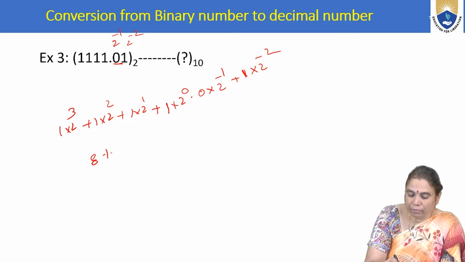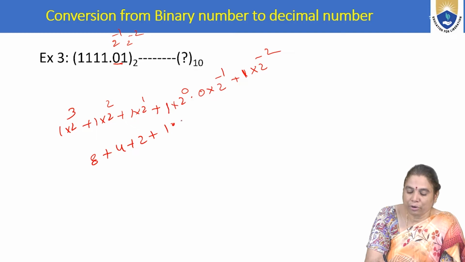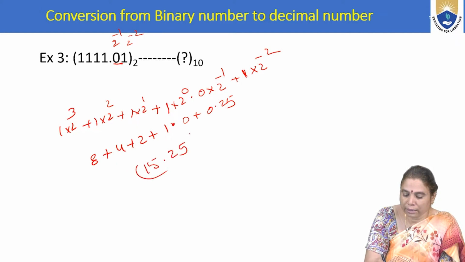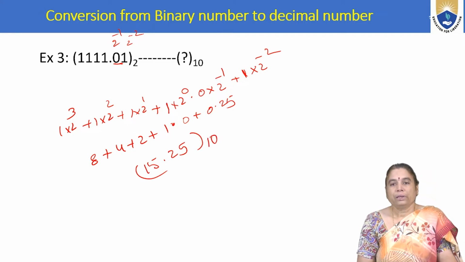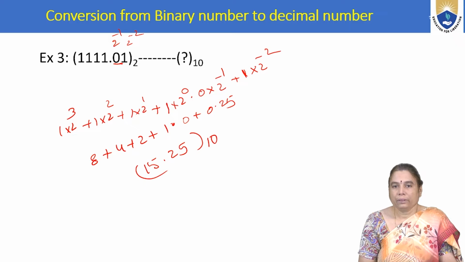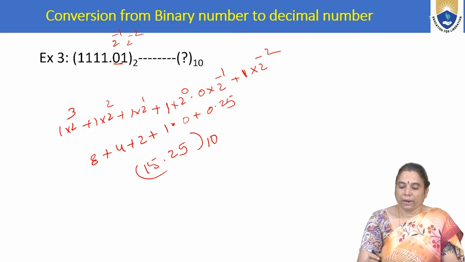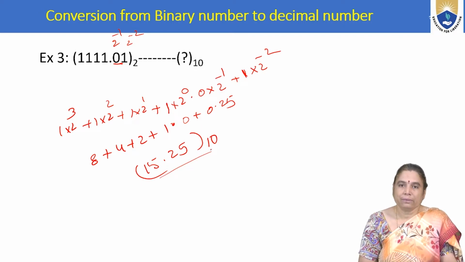So 8 plus 4 plus 2 plus 1, this is the integer part, and 0 multiplied by anything is 0. So this is 1 by 2, that is 0.5, and this is 0.25, so plus 0.25. So its value is 15.25 in the decimal number system. In this, each digit is multiplied with the corresponding positional value of the number system, and the terms are summed to get the equivalent in the decimal number system.